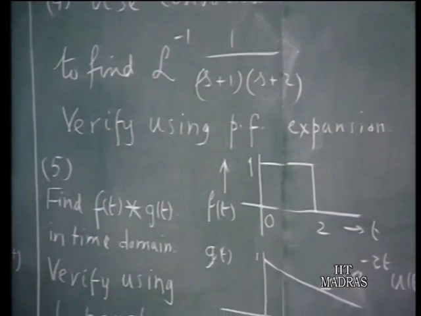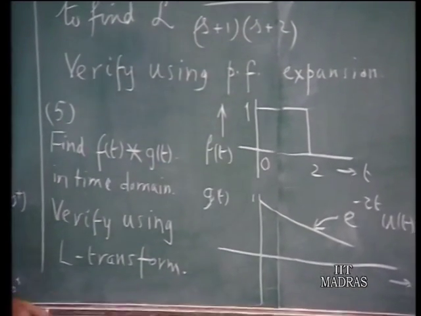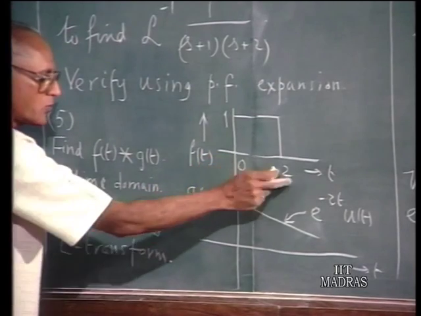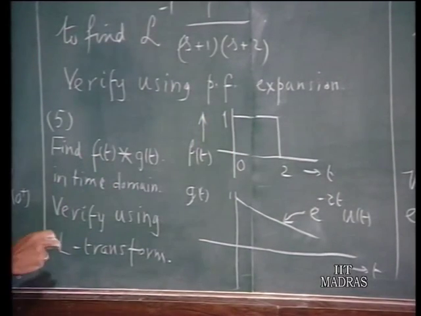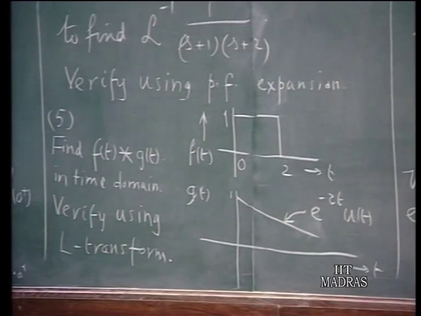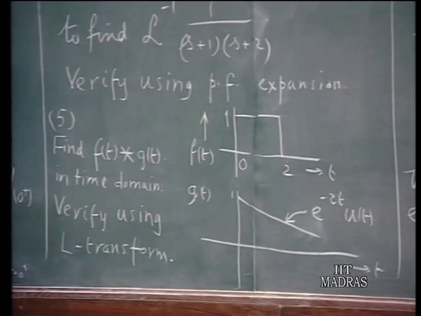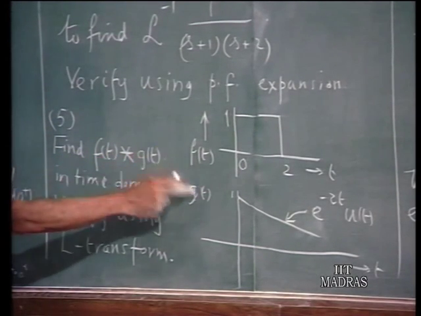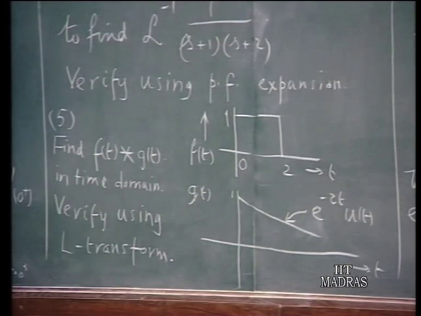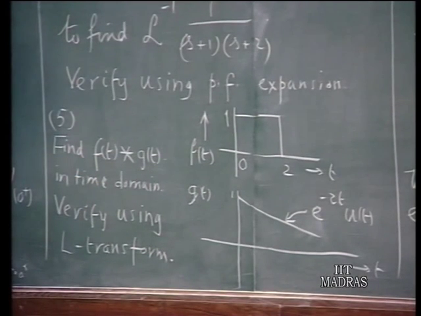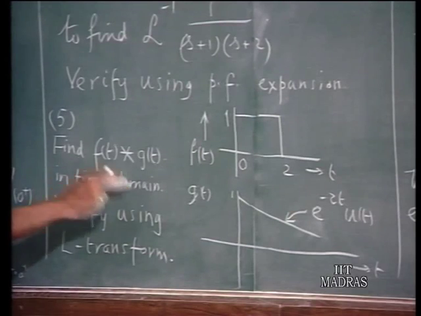Question number 5, you are given two time functions. f of t is a pulse which lasts from 0 to 2 seconds having an amplitude 1, and g of t is an exponentially decaying time function e to the power of minus t u of t. Find f of t star g of t, that is the convolution of f of t and g of t. Both are causal time functions, both are amenable to Laplace transformation. Find this in time domain, purely working from the basic definition of the convolution integral, you find out f of t star g of t in time domain.